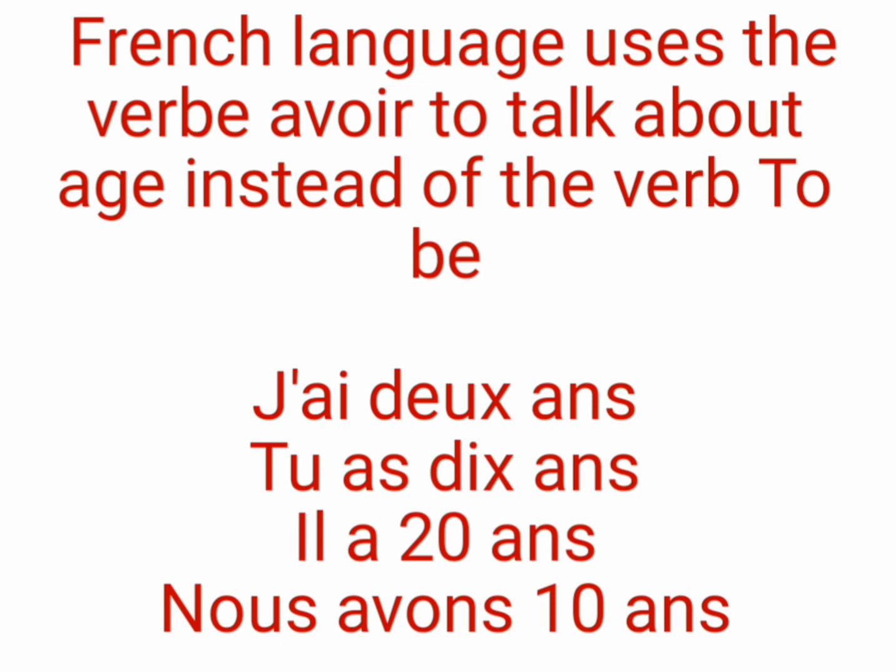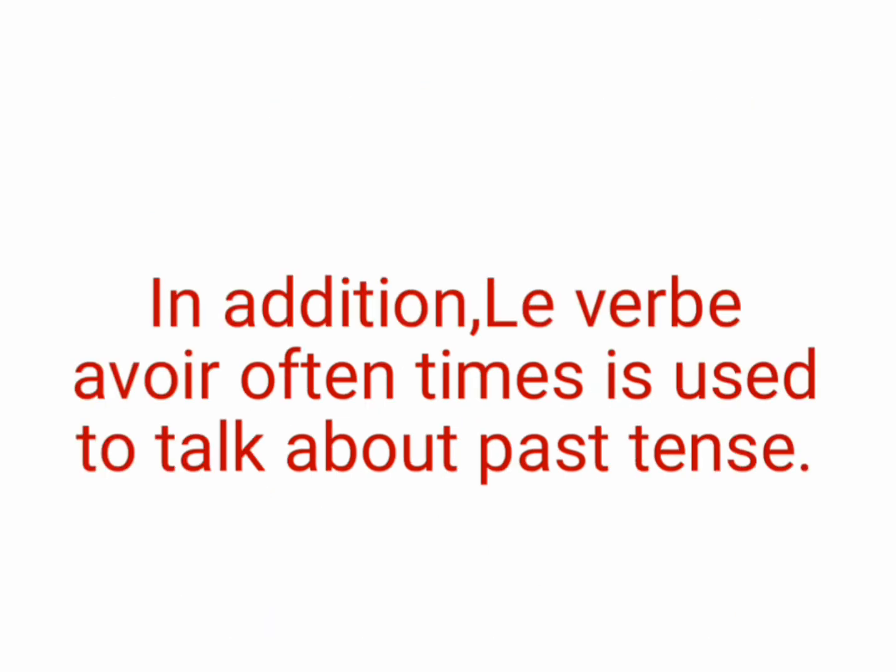Because if you're introducing yourself, je m'appelle Cecilia. J'ai 20 ans. I'm 20. Okay. Or maybe you want to introduce your friend. Voici mon ami, il s'appelle Jean. Il a 30 ans. Okay, friends, let's proceed. Another thing is, we also use the verb avoir to talk about past tense.